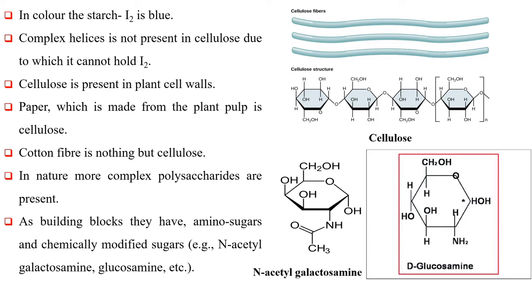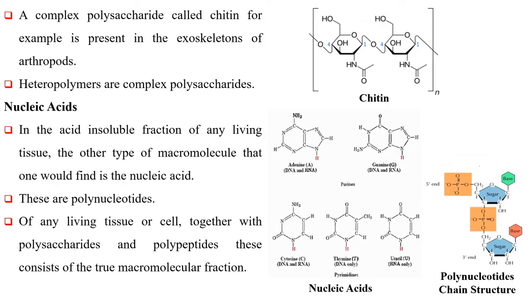In nature, more complex polysaccharides are present. As building blocks, they have amino sugars and chemically modified sugars. A complex polysaccharide called chitin, for example, is present in the exoskeletons of arthropods. These complex polysaccharides are heteropolymers.